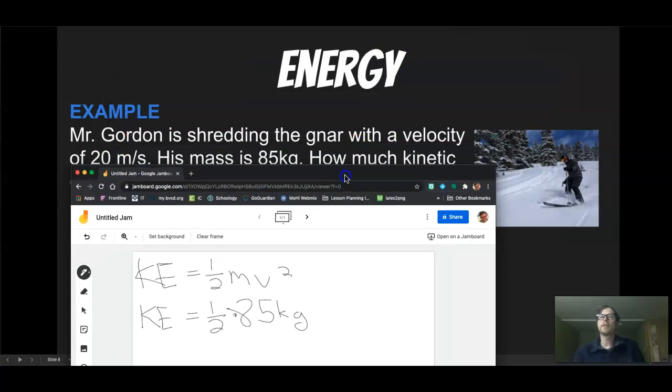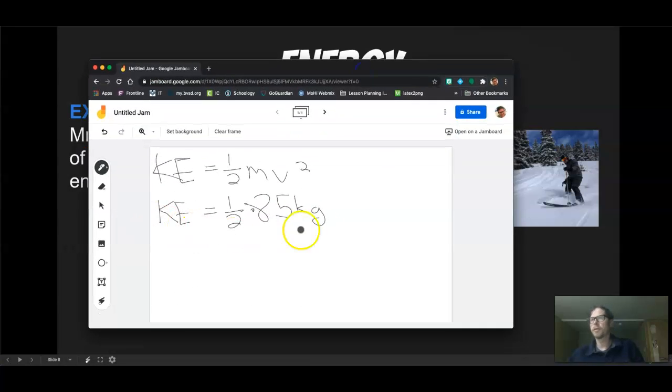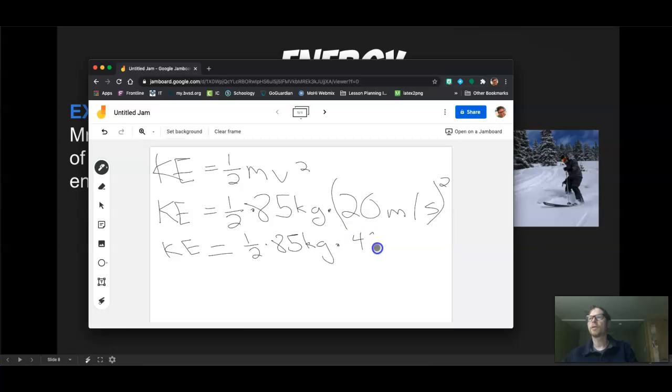And what was the velocity? 20 meters per second, because I am so fast. And then we have to put that whole thing in squared, right? That whole thing in squared. So it works out to, our KE is 1/2 times 85 kilograms times 400 meters squared per second squared, which just sounds weird, but it works out to give us joules in the end. And so now we need a calculator.